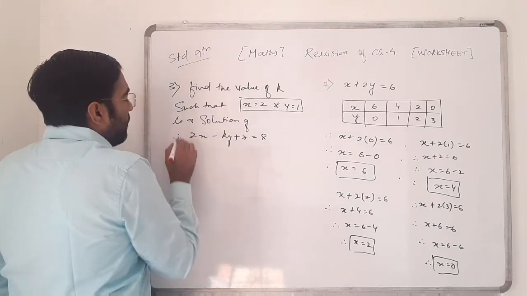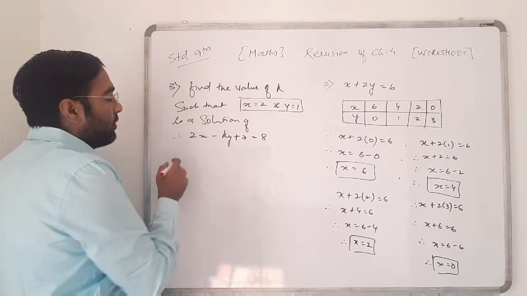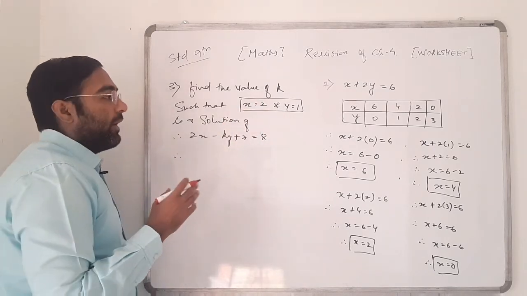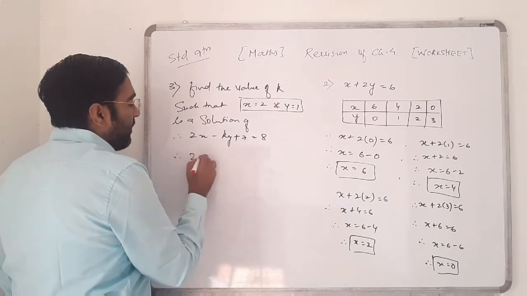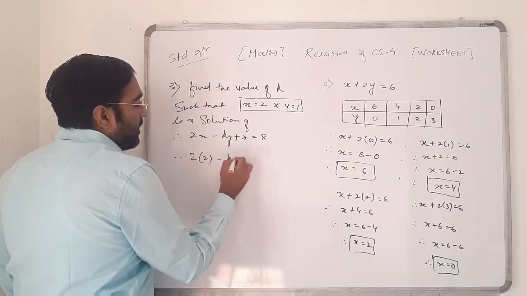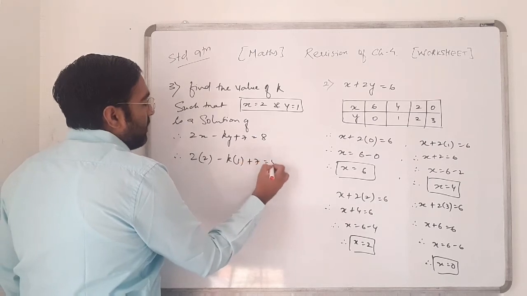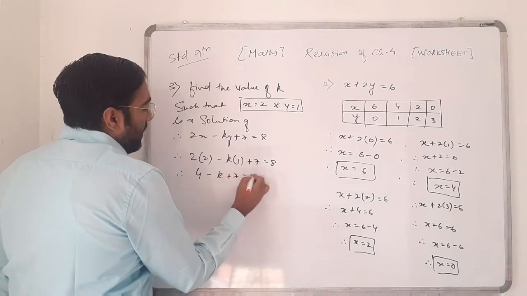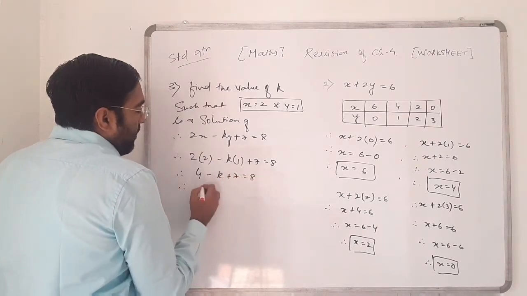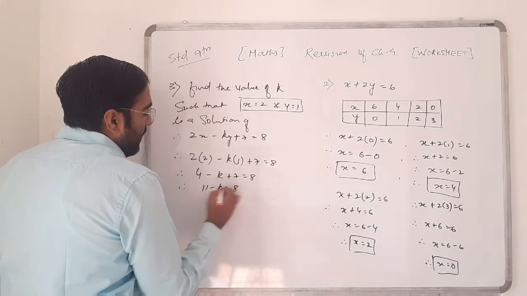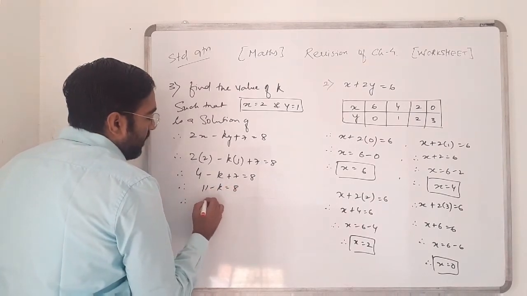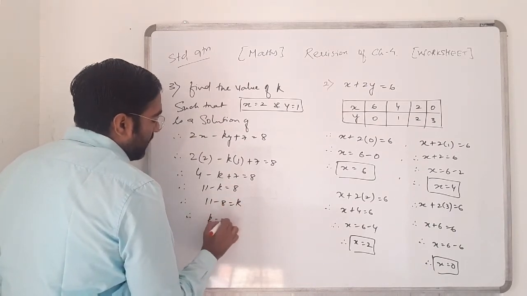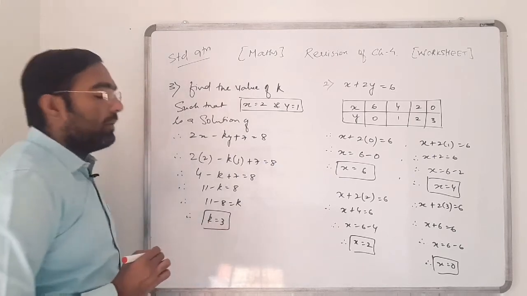Okay, so therefore we should find the value of k. We take the value of x equal to 2 and the value of y equal to 1, and we put those values here: 4 minus k into 1 plus 7 equal to 8. So 4 minus k plus 7 equal to 8. So 7 plus 4 is 11, minus k equal to 8. So 11 minus 8 equal to k. So therefore k equal to 3. Clear that?